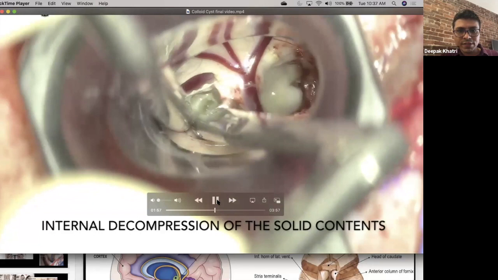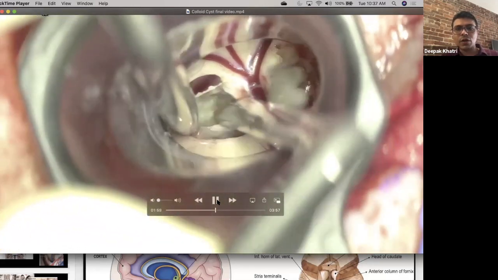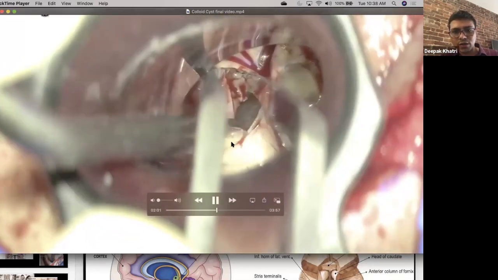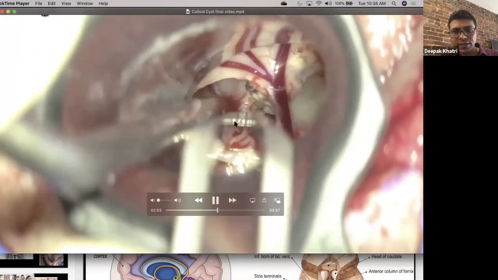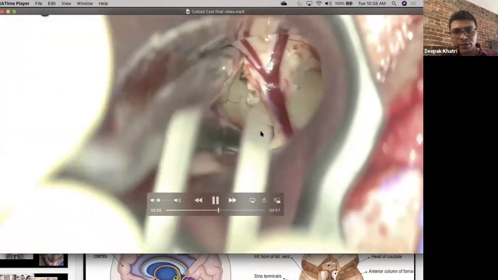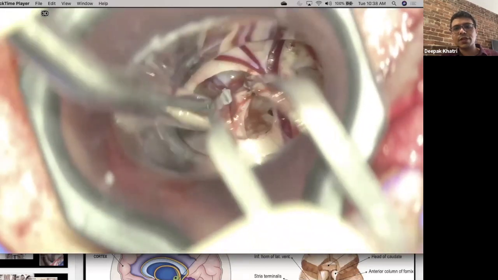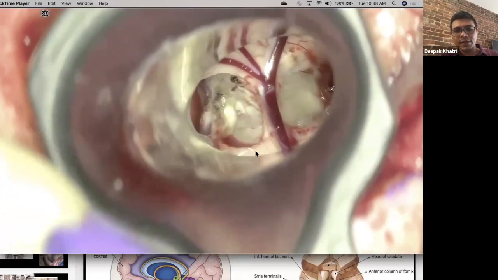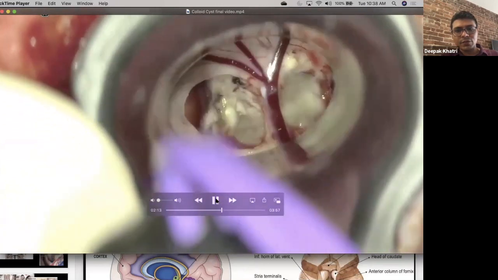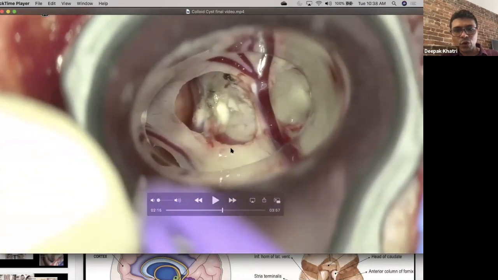So we opened the cyst and removed the solid components. This is the cyst wall. This is the cyst wall here. And we are removing the solid components of the cyst just to reduce its size so that we can remove it through these smaller windows. Now, I want you to focus here.